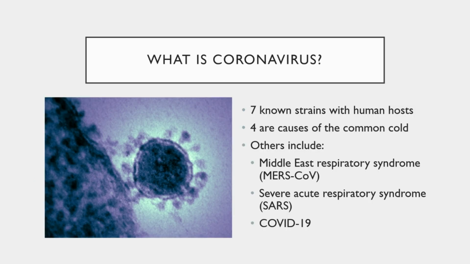There are actually 7 known strains of coronaviruses that have human hosts, and many, many more that have non-human animal hosts. 4 of these are causes of the common cold, very common causes, in fact, and these remain largely relegated to the upper respiratory system, but there are 3 that can infect the lower respiratory system and lead to much more severe diseases. And these include Middle East Respiratory Syndrome, or MERS, Severe Acute Respiratory Syndrome, or SARS, and COVID-19.